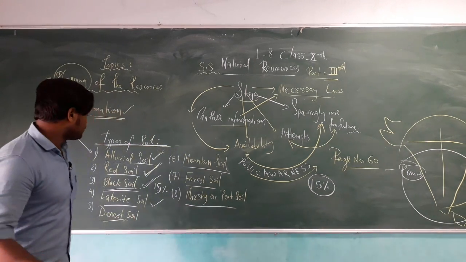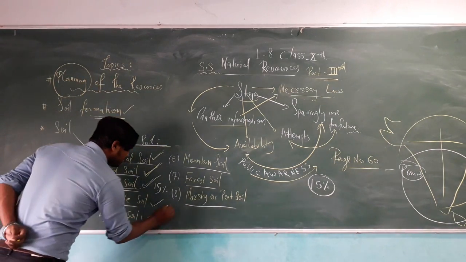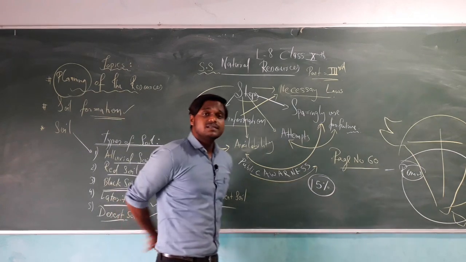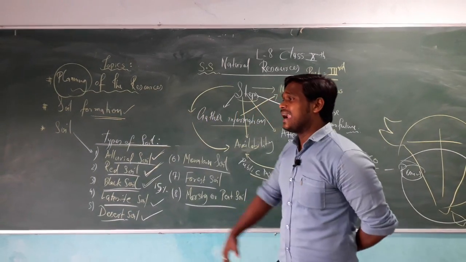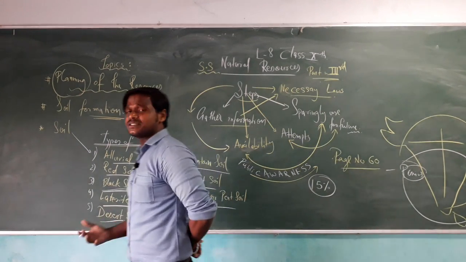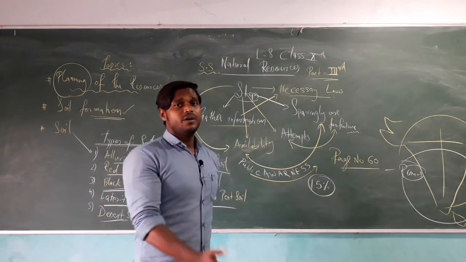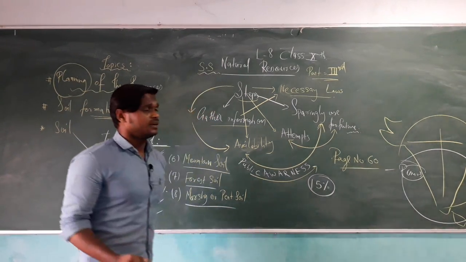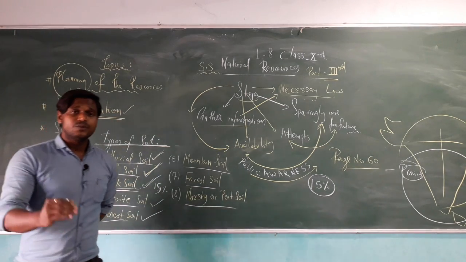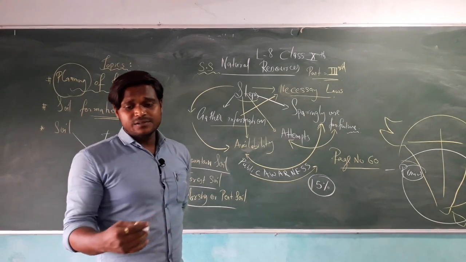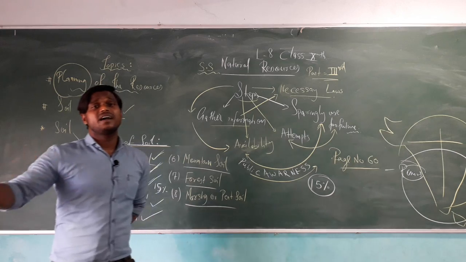Now, what is desert soil? It's a simple thing. When the soil consists of a large amount of sand, it is known as desert soil, which means that the mineral content is very, very low, and the compound minerals are also very, very less in amount. So that soil is seen in areas where the climate is arid.